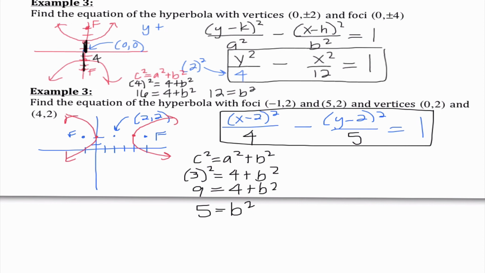Okay, first of all, we need to be able to tell, is it a circle, is it a parabola, hyperbola, ellipse? Secondly, we need to know, how do we find all those characteristics?